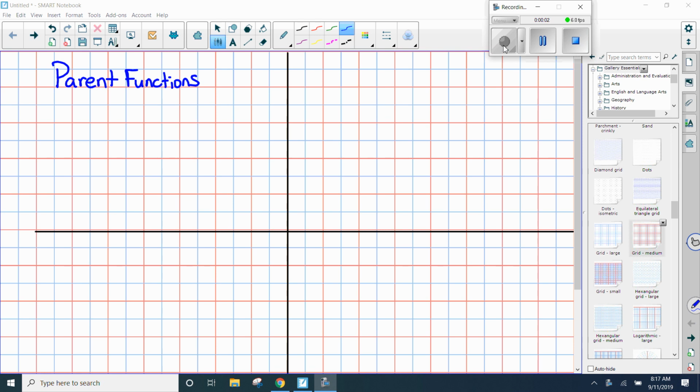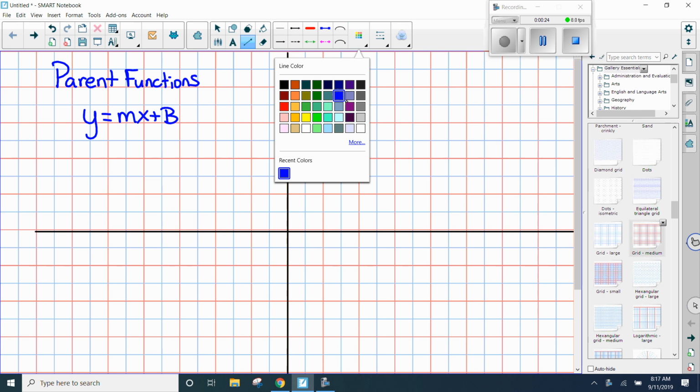Functions. One parent function that you're going to have is just the graph of a line. Do you know what the equation for a line looks like? Y is equal to mx plus b. If you have something in that format, that's actually the slope y-intercept format. If you have something that looks like that, it's going to be an equation of a line.